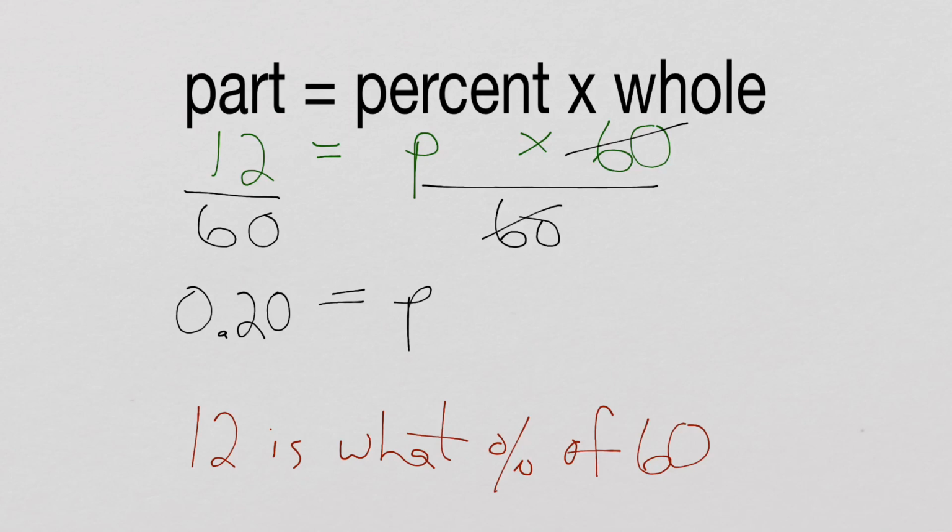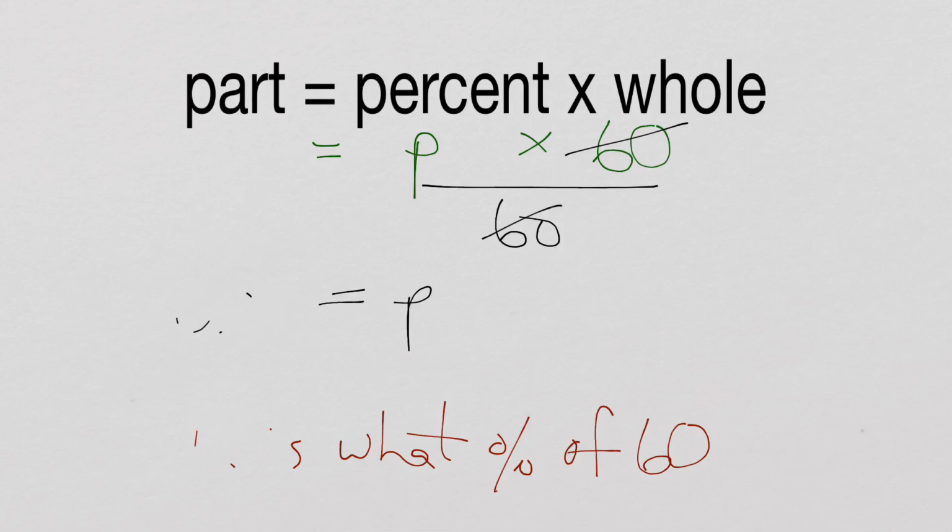So just to quickly recap, you're going to use part, percent, and whole. You're going to plug in the appropriate things in each spot, and then either multiply or divide to solve each one.